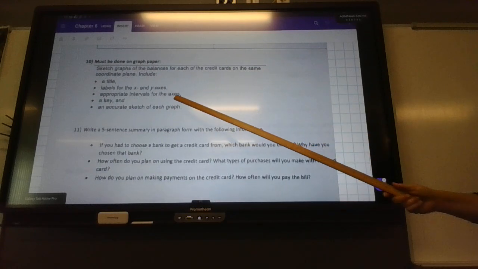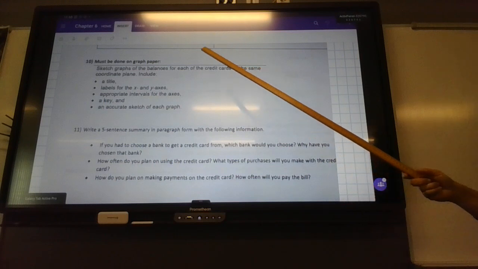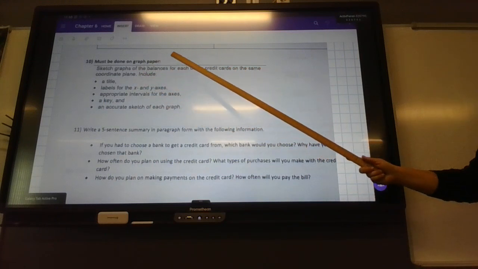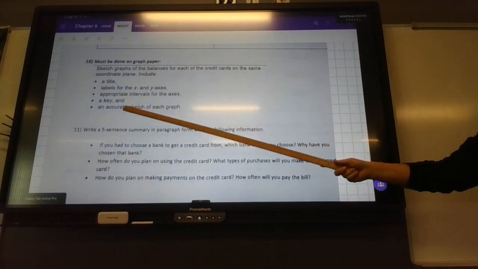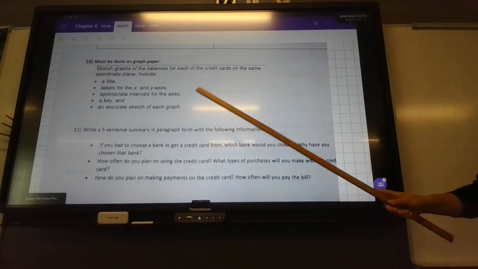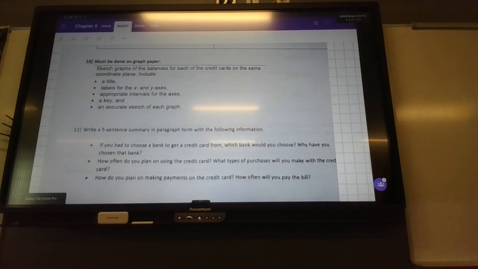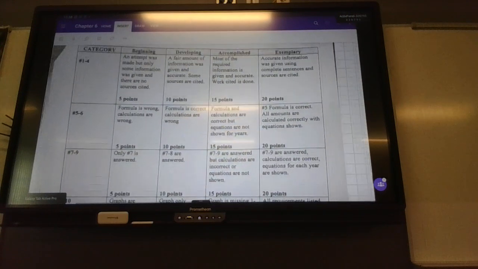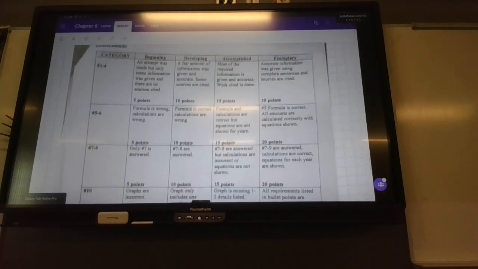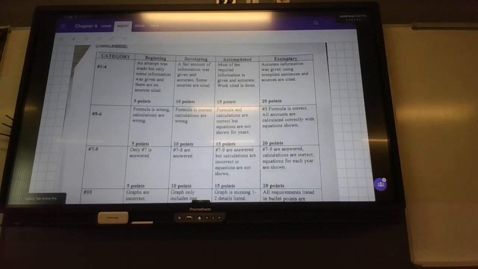So after that, you will graph those 2 tables. You need a title, an X and Y axis, intervals, a key, and an accurate sketch. And then lastly, a 5-sentence summary. You can use those bullet points to guide you. Yeah, please pay attention to the rubric. I follow it closely when I am grading you.